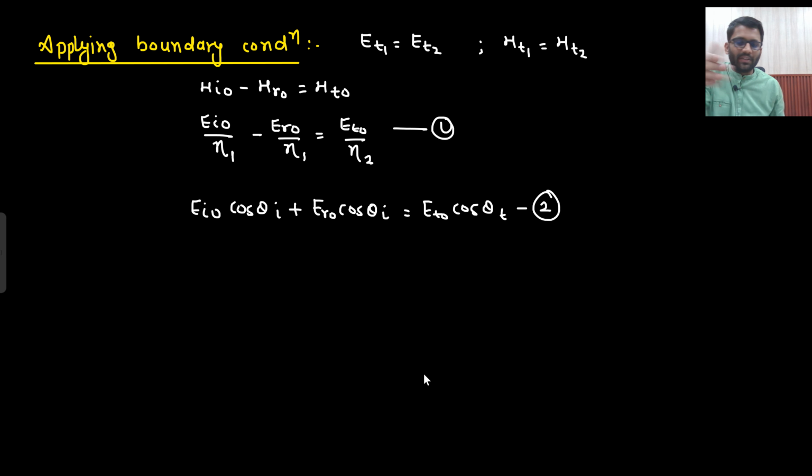So once I solve these two equations, what am I going to get? I'm going to get the reflection coefficient, but the reflection coefficient for parallel polarization. And what do we mean by reflection coefficient? That is Er divided by Ei.